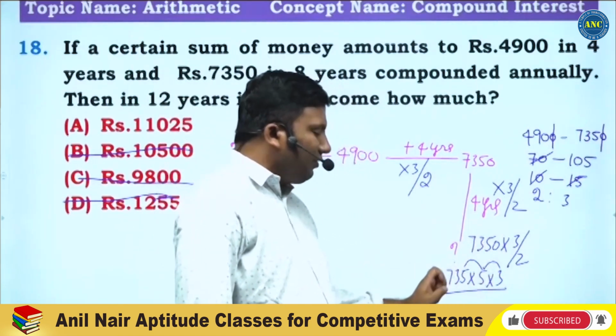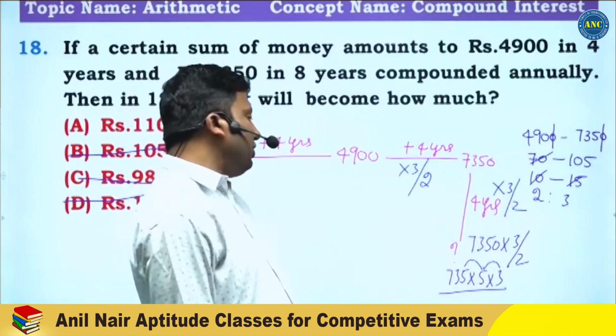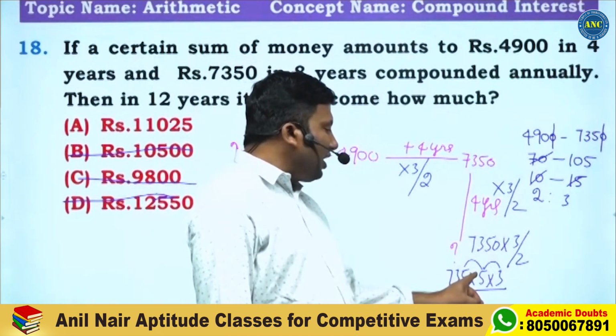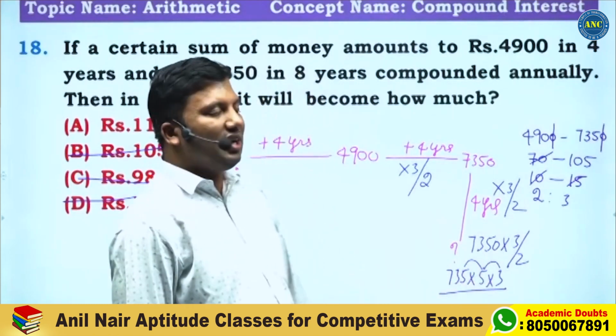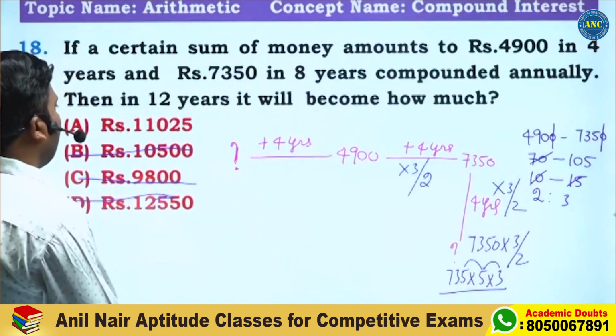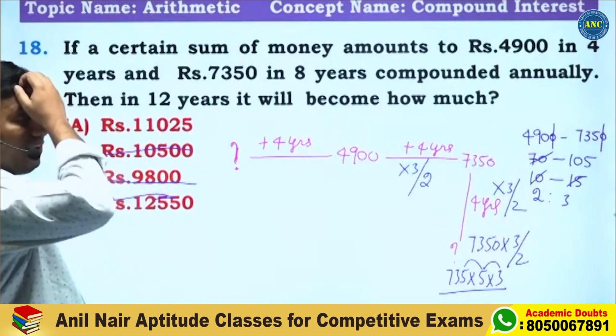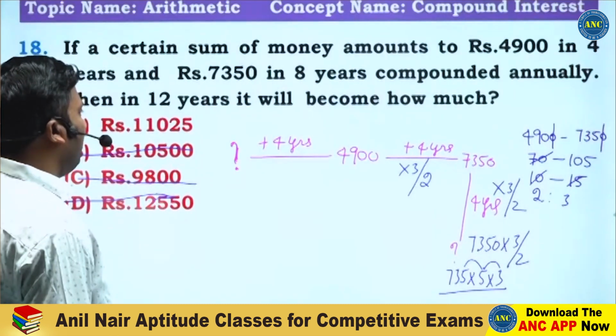10 by 2 is 5. So it is 735 into 5 into 3. 5 5s are 25, 5 3s are 15. Unit digit is 5. B, C and D can be eliminated.